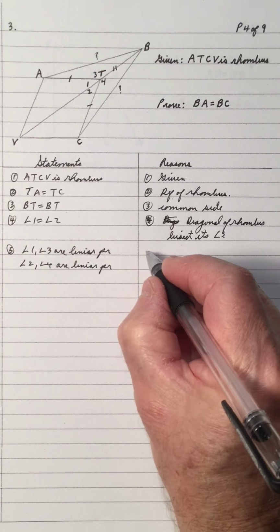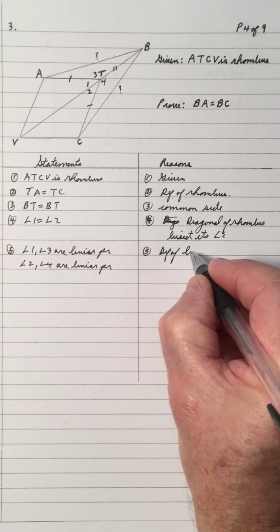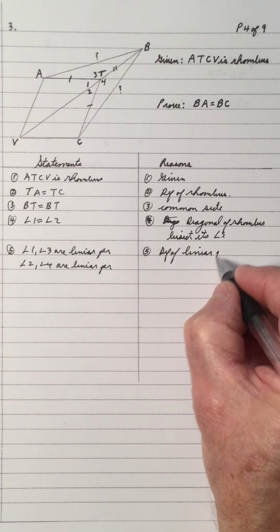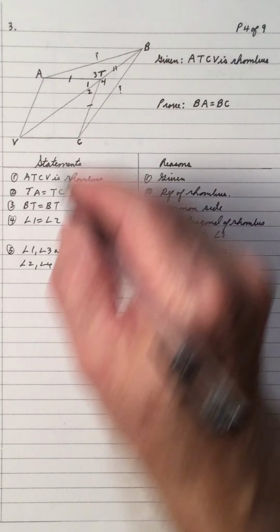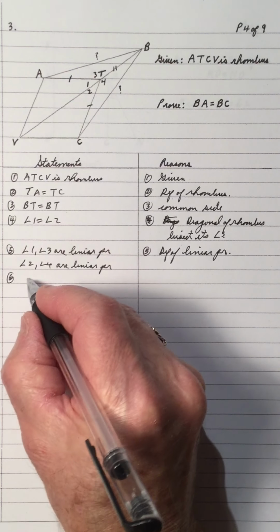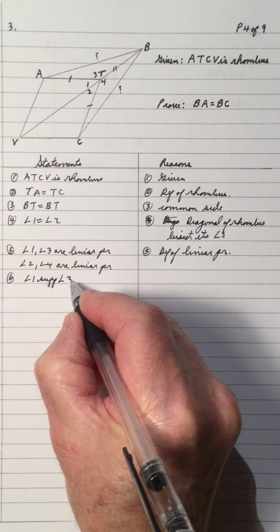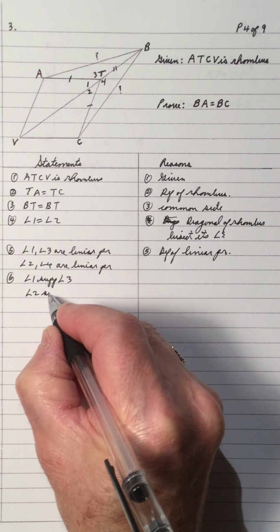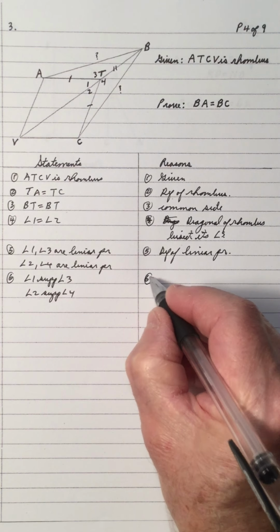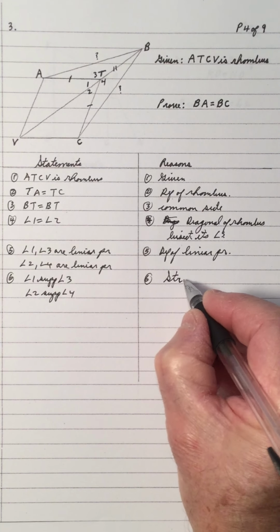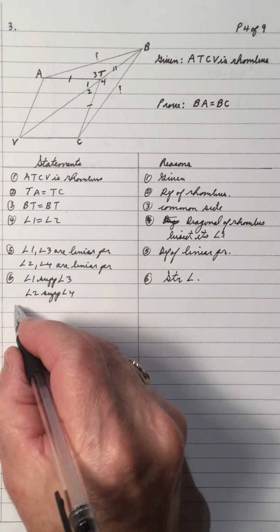That's the definition of linear pair. Adjacent angles forming a straight angle form a linear pair. That means that angle 1 is supplementary to angle 3. Angle 2 is supplementary to angle 4 because of a straight angle.